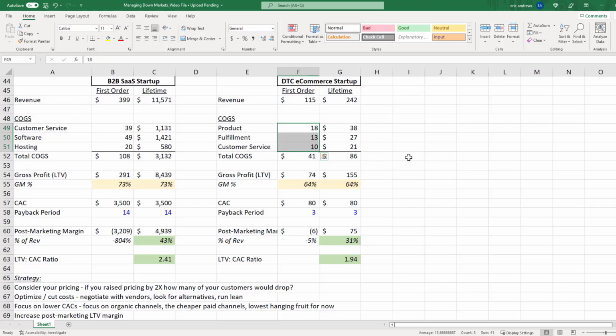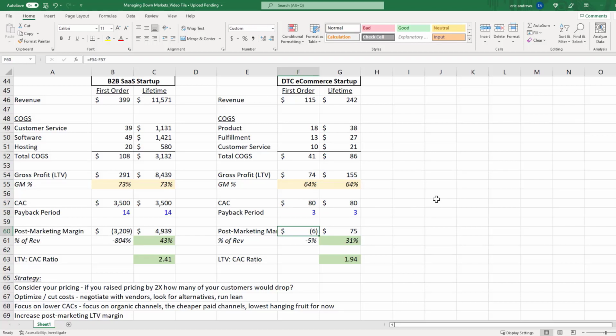Can you open up another warehouse? Can you renegotiate with the shipping company? All of this different stuff. Do you need the customer service team to be as big? Can you hire in a different geography? Do everything you can to increase your gross profit margin. And let's say your CAC is $80. So when you acquire a customer in this business, you actually only lose $6.